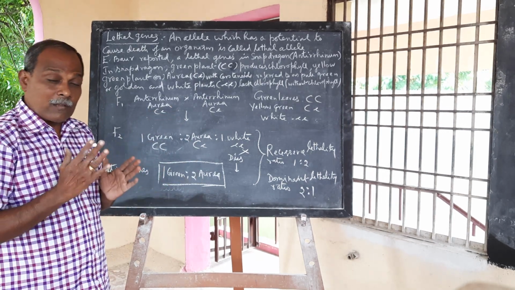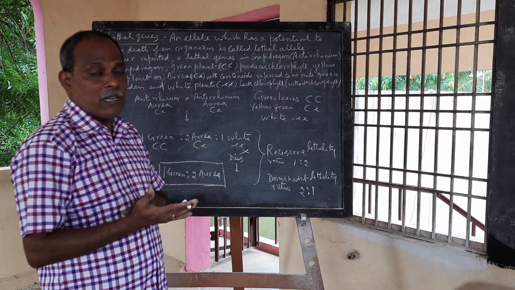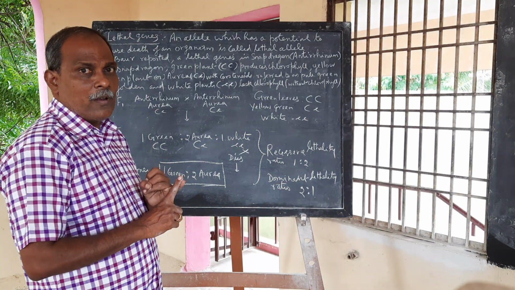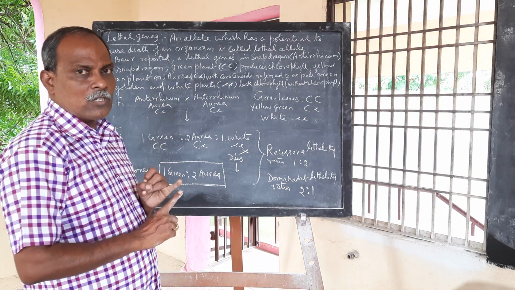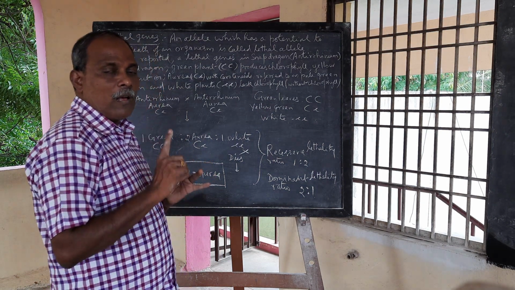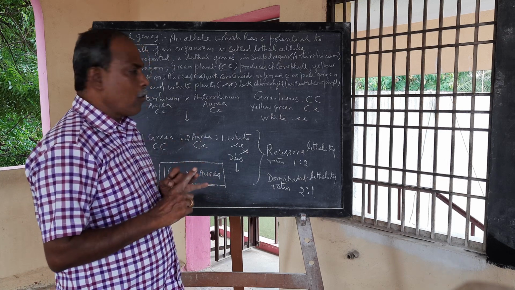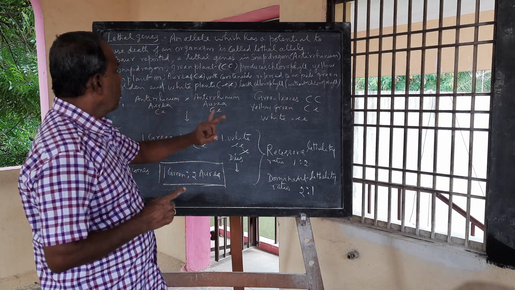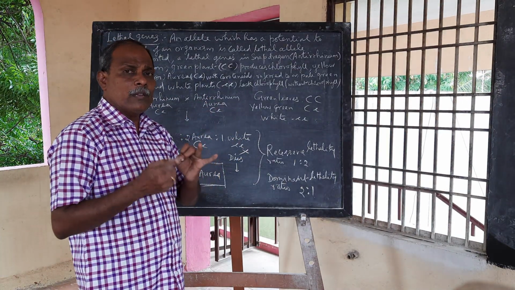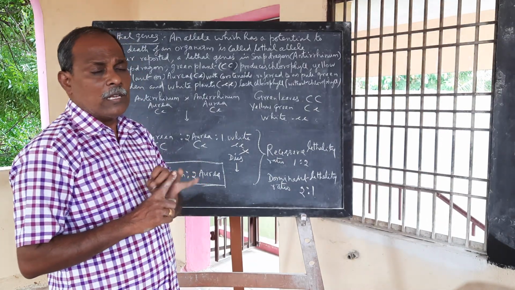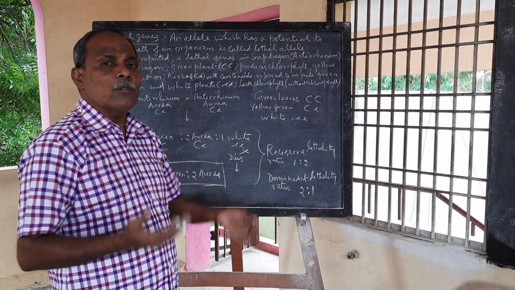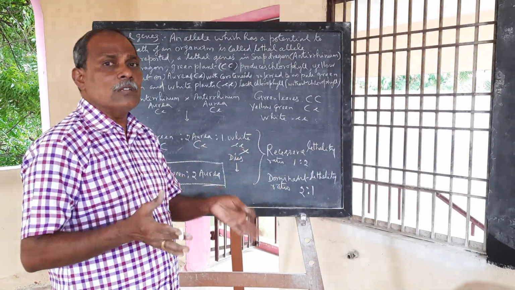So there are 3 kinds of plants in snapdragon, having 3 kinds of leaves. One kind has green leaves with the genotype capital C capital C, dominant genes. Another kind is yellow-green, commonly called Aurea, the hybrid, and then golden, pale green, with the genotype capital C small c. The last one is white, with the genotype small c small c. The white cannot survive, so it dies in the seedling stage, the young stage itself.